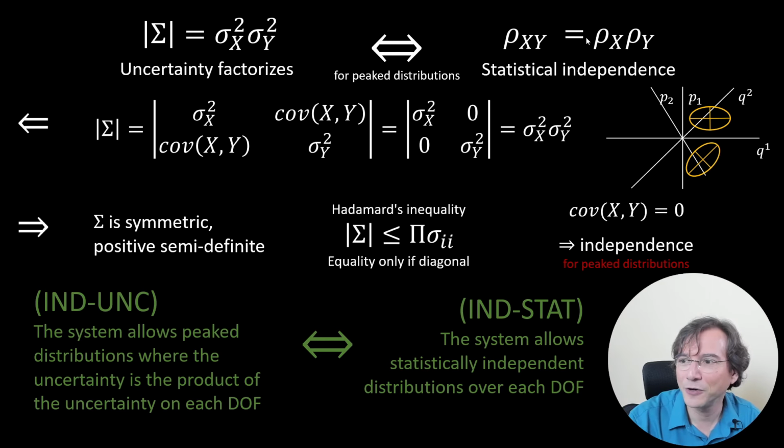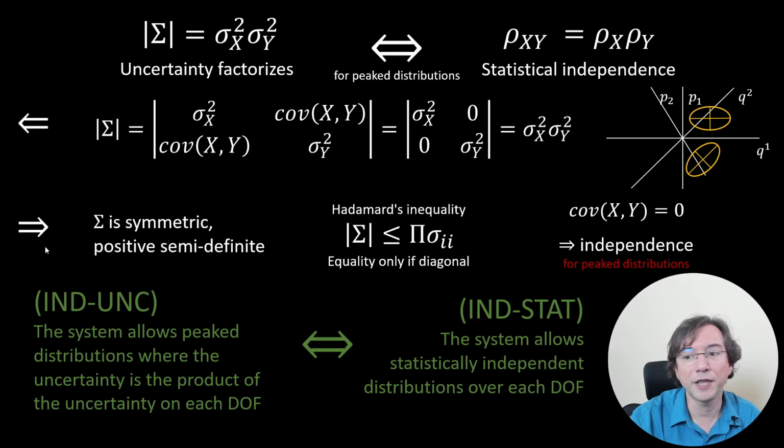Well, again, let's go in this direction first. This is just the expression of the covariance matrix, and the determinant of the covariance matrix really measures the spread of the distribution. And if we have a statistical independence, then the covariance is 0. Therefore, the determinant is the product of the diagonal terms, which are the variances, and therefore the total uncertainty is the product of the variances.